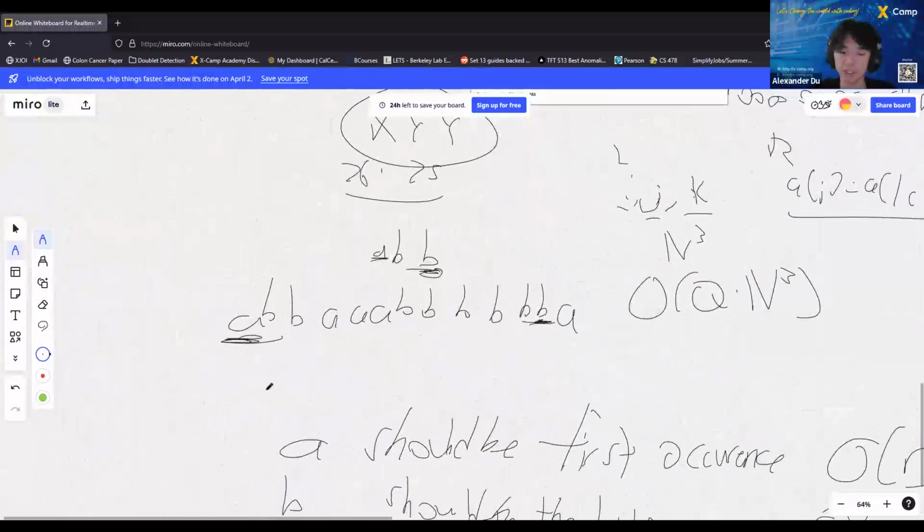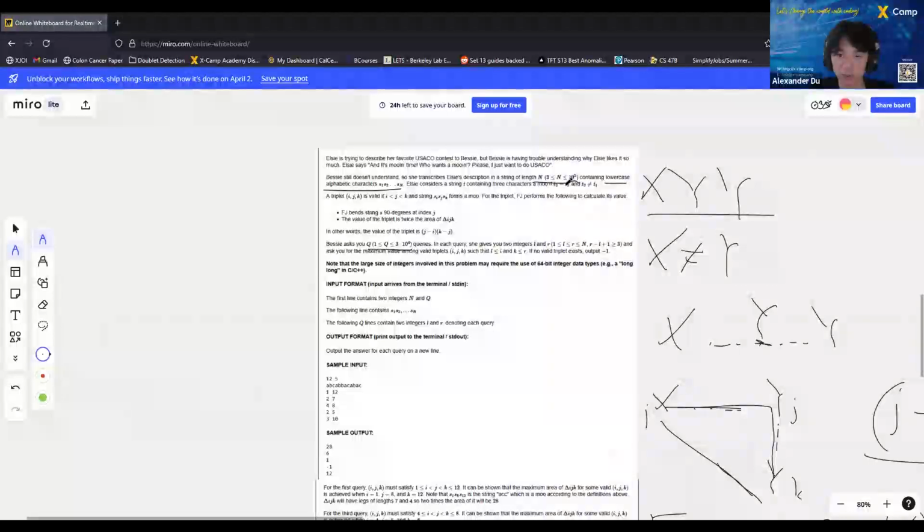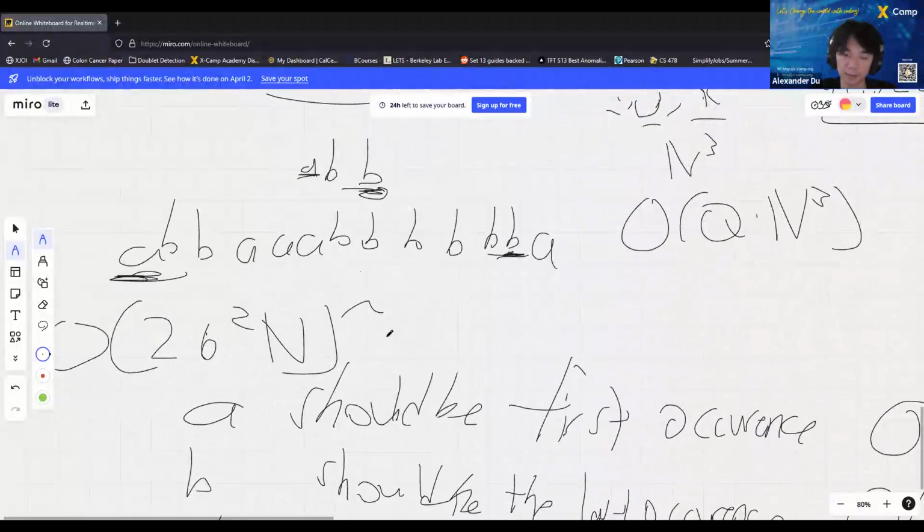Overall, the time complexity is 26 squared times n. For n equal to 10 to the 5th, this comes to around 6 times 10 to the 7th, which works and passes.